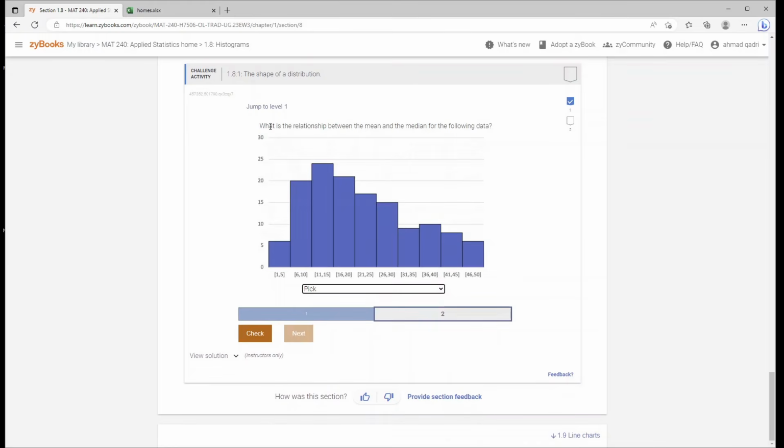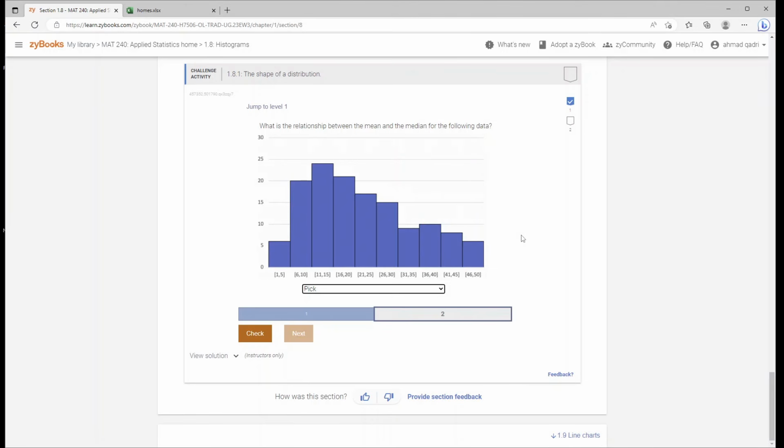The next question is, what is the relationship between the mean and the median for the following data? Now, this is not a bell-shaped distribution. If this was a bell-shaped distribution, then the mean and the median are approximately the same. When you have skewed distributions, the mean and the median will be different. Now, the median is resistant to outliers. So the median tends to usually be closer to the peak. But the mean is not resistant to outliers. So the mean actually moves in the direction of outliers.